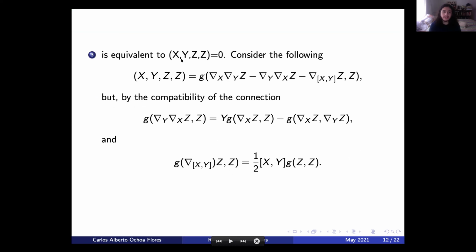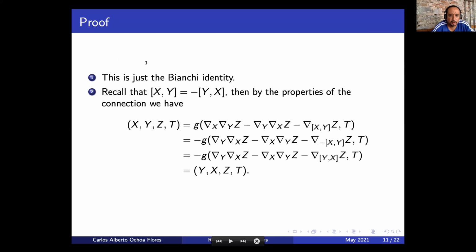Now the third identity. Just 1 second. Isn't there a minus sign missing? Yeah, here. Sorry, there is a minus sign missing here. Okay, this minus sign I didn't put.